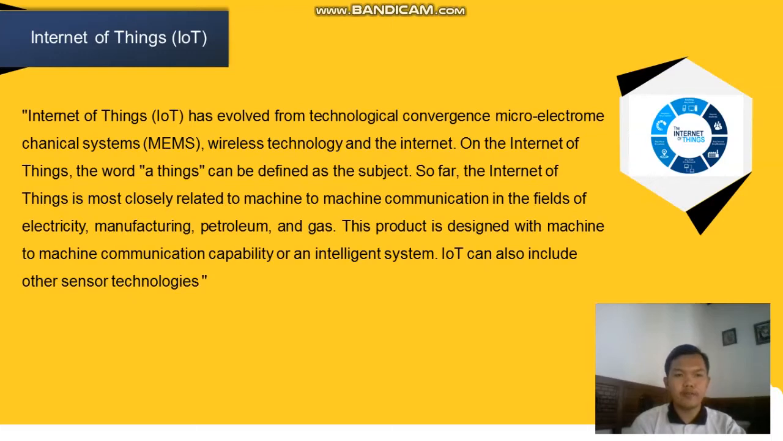Next, Internet of Things. Internet of Things has evolved from technology convergence, micro-electromechanical system, or MEMS, wireless technology, and the Internet. On the Internet of Things, the word things can be defined as the subject. So far, the Internet of Things is most closely related to machine communication in the field of electricity, manufacturing, petroleum, and gas. This product is designed with machine-to-machine communication capability or an intelligent system. Internet of Things can also include other sensor technologies.